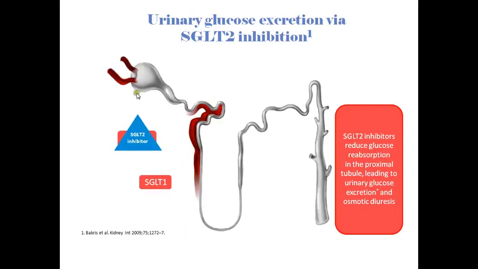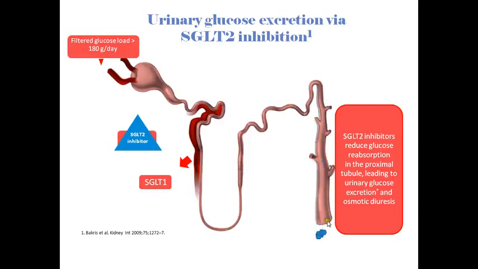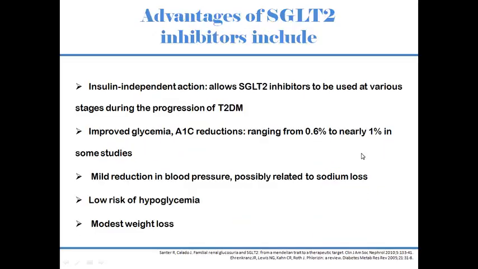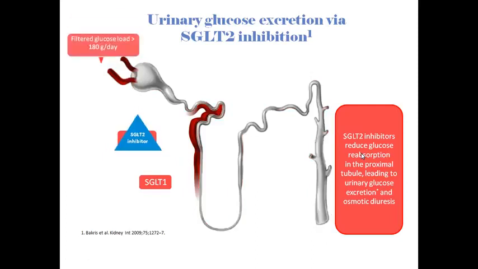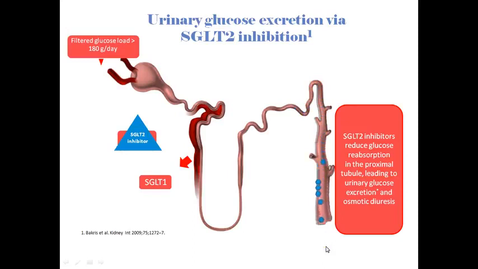And what are the SGLT2s? These are the channels which are present in the nephrons and are responsible for reabsorption of the glucose. We have SGLT2 and SGLT1, two types of channels. What SGLT2 inhibitors do is that when you use them, glucose, instead of being absorbed, is excreted in the urine. So SGLT2 inhibitors reduce glucose reabsorption in the proximal tubules, and there is increased urinary glucose excretion and osmotic diuresis. You lose your glucose in the urine, so there is excessive glucosuria.